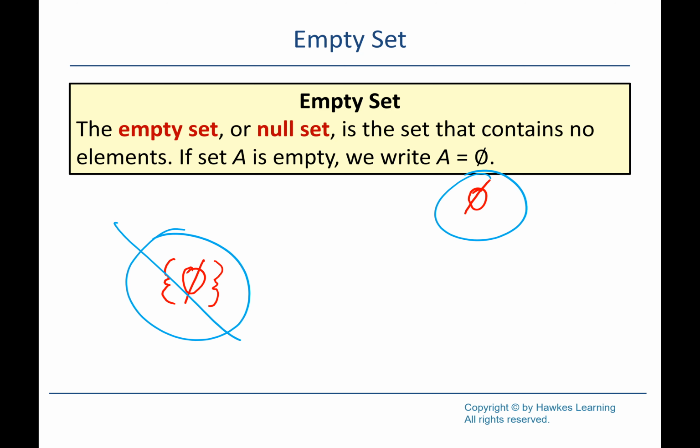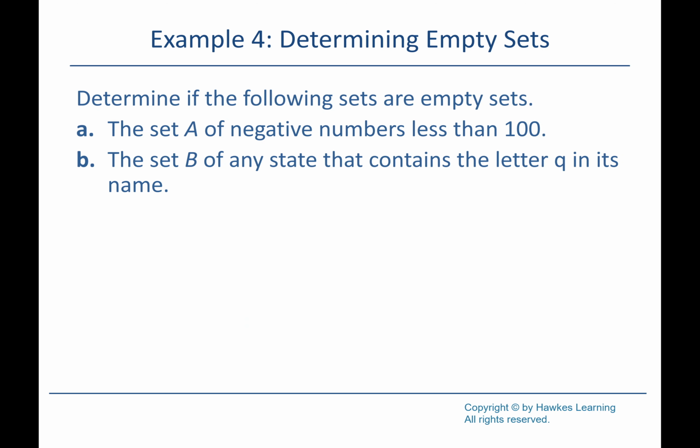Let's look at these situations and see if we can pick out whether each would be empty or not. Set A says that's the set of negative numbers less than 100. Would that set be empty? What about -2, would that be in there? -3, -4. This one's not empty. All negative numbers are less than 100, so there are infinitely many members in that set. So that one's not empty.